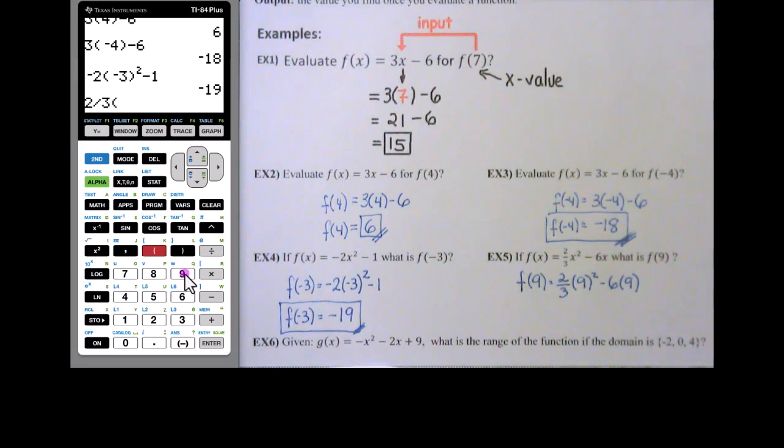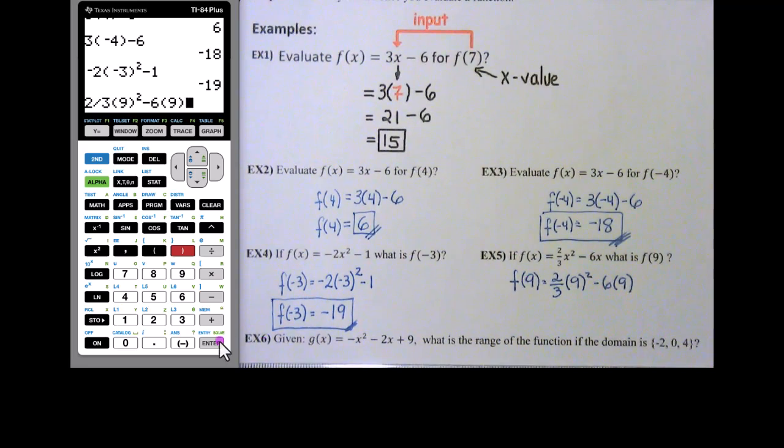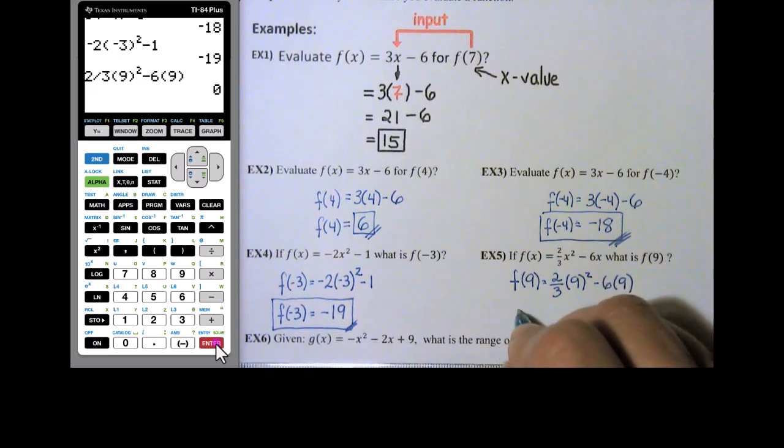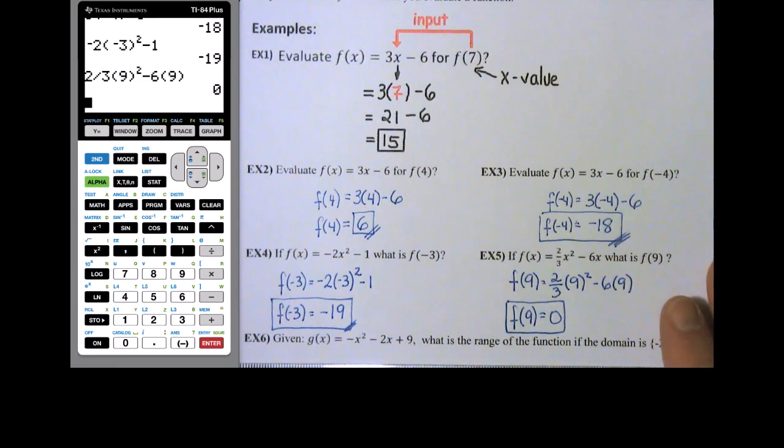All right, so now I'm just entering square minus 6 parentheses 9. I double check that I copied correctly what I wrote on my paper, and that is correct. Now I'm going to press enter, and the answer is f of 9 equals 0. Okay, let's go on to the next one.